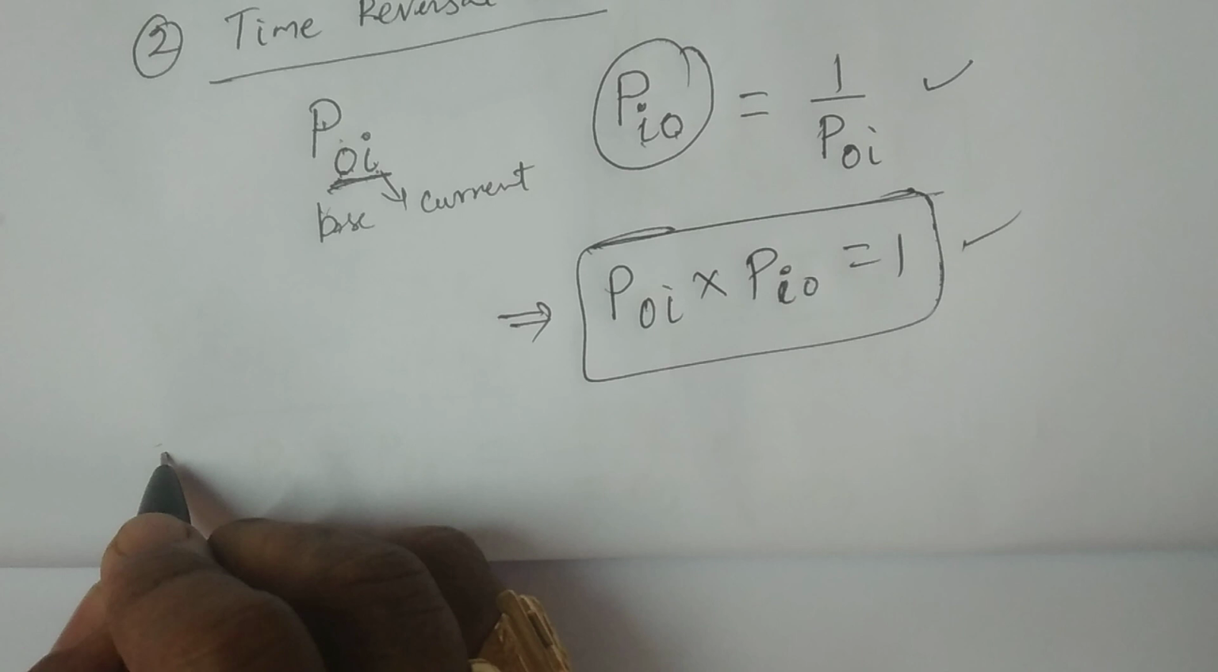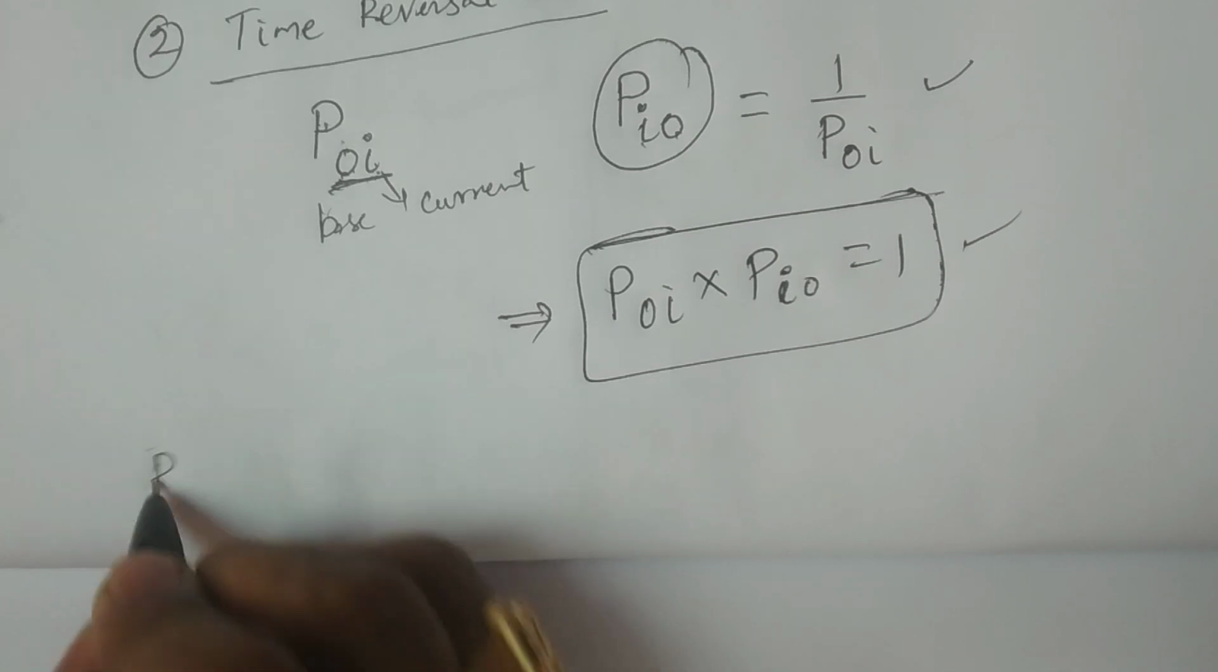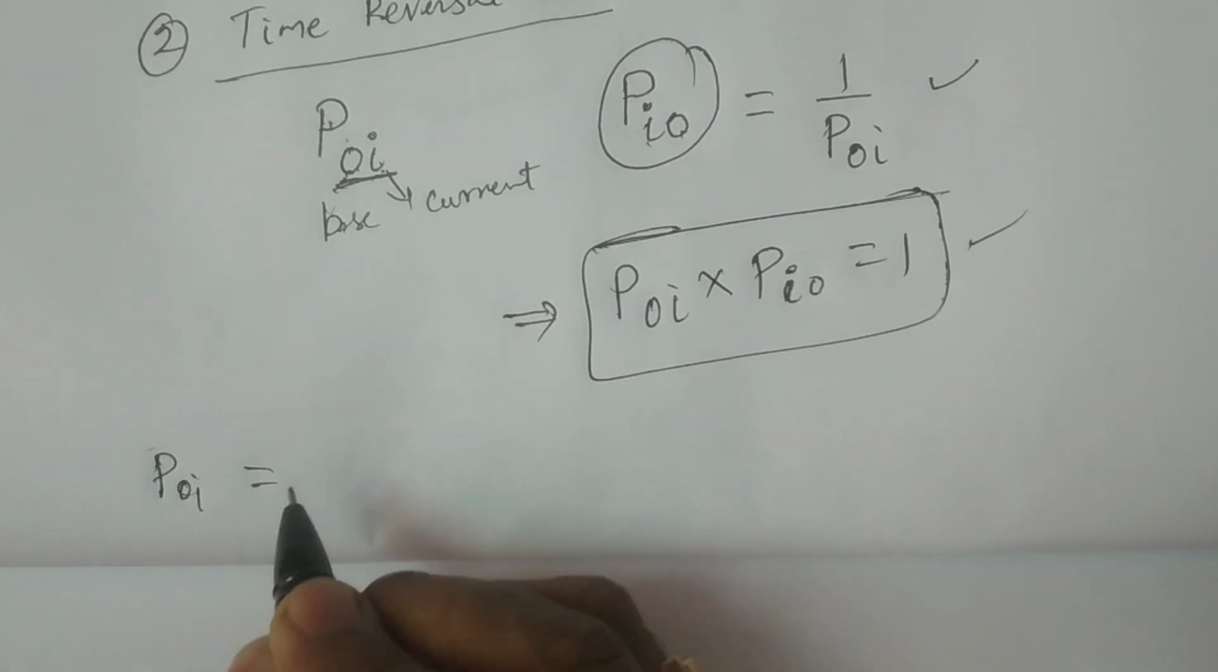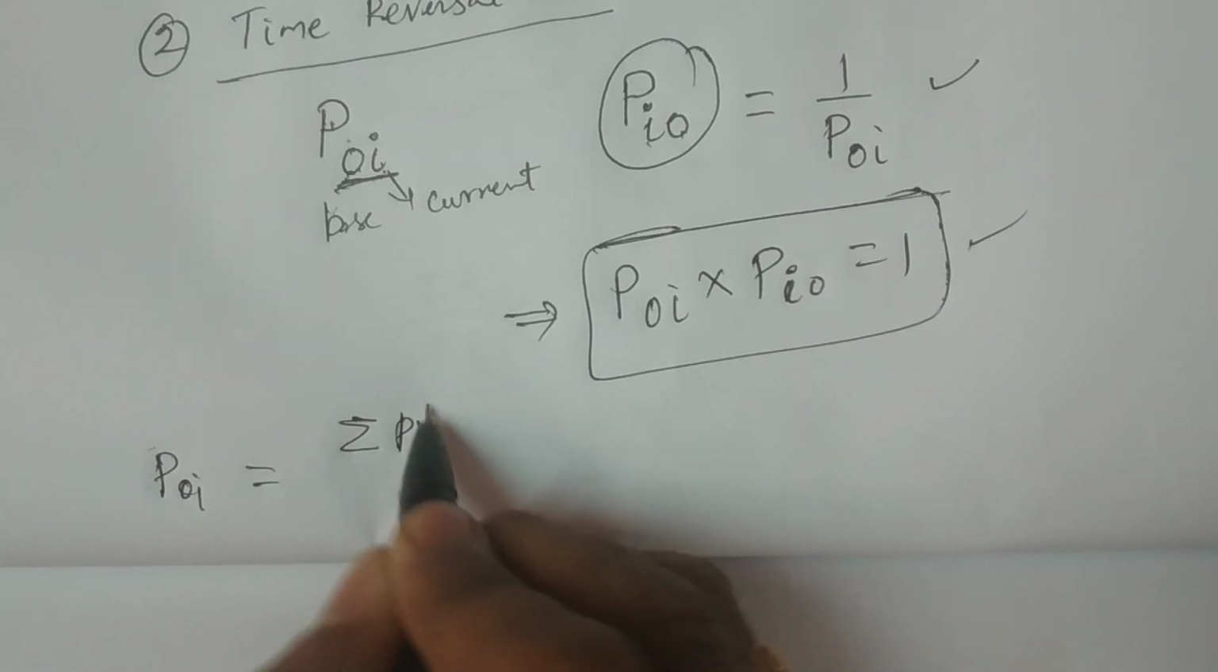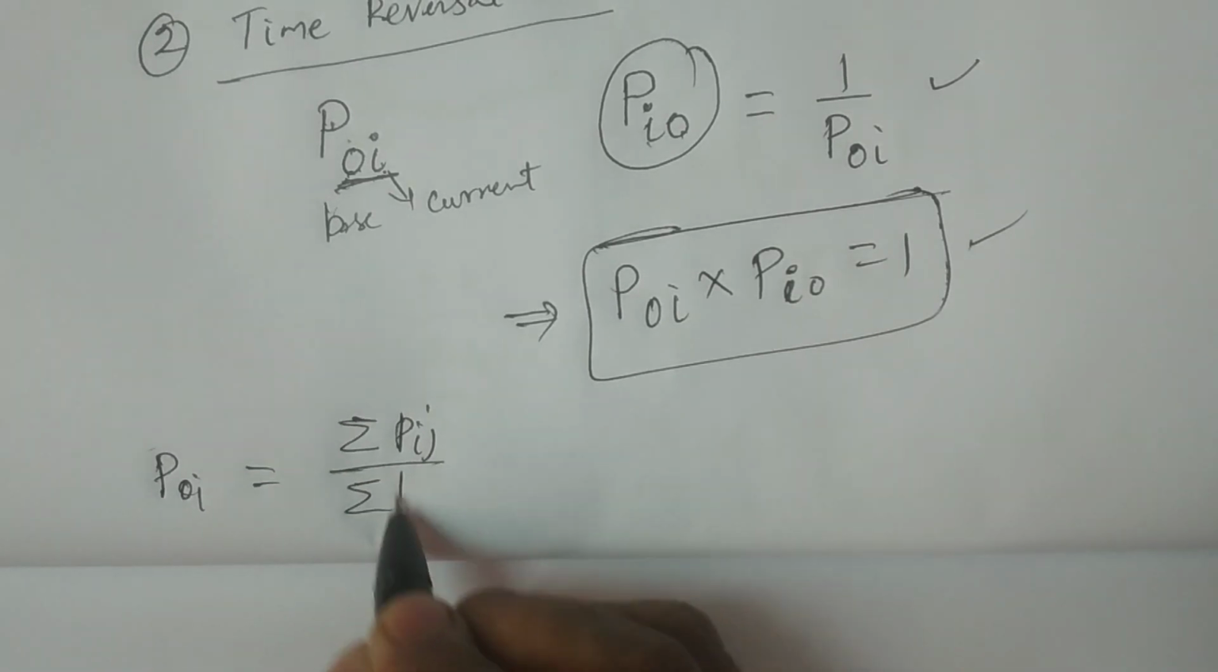So I consider the simple price index number, a very easy index number. P0i is equivalent to... What is the simple price index number formula? Summation pij divided by summation p0j.